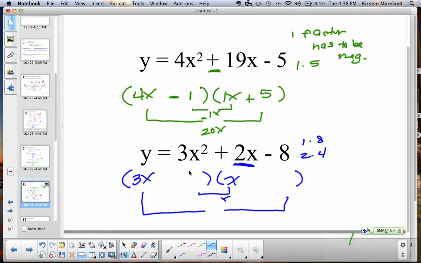So I'm going to put the 4 here and the 2 here. So I just switched them around. That gives me a 4x and a 6x. That's going to add to a positive 2 if I make the smaller one negative. So that means the 4 needs to be negative to get my negative 4x. And the 2 needs to be positive to get my positive 6x.